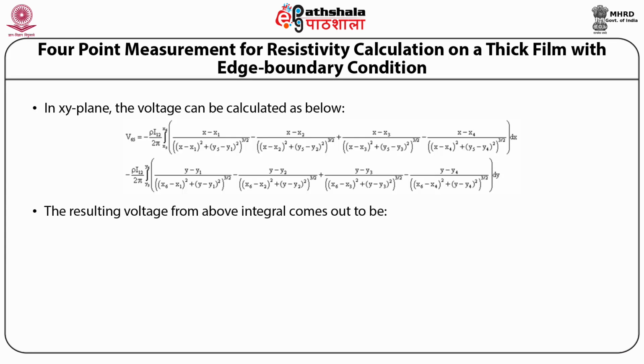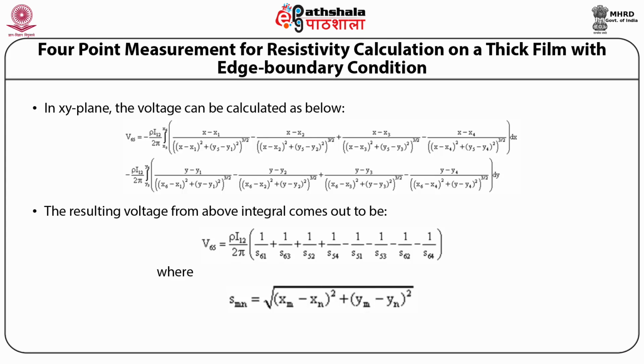The resulting voltage from the above integral comes out to be V65 equals ρ I12 divided by 2π into 1 divided by S61 plus 1 divided by S63 plus 1 divided by S52 plus 1 divided by S54 minus 1 divided by S51 minus 1 divided by S53 minus 1 divided by S62 minus 1 divided by S64, where Smn equals the square root of (xm minus xn) whole squared plus (ym minus yn) whole squared.